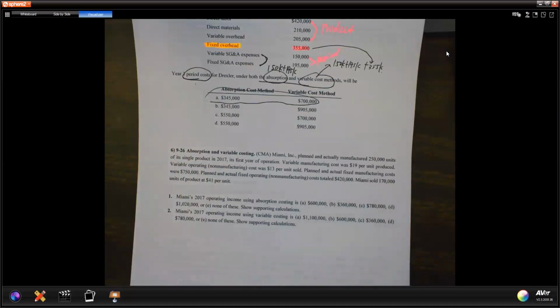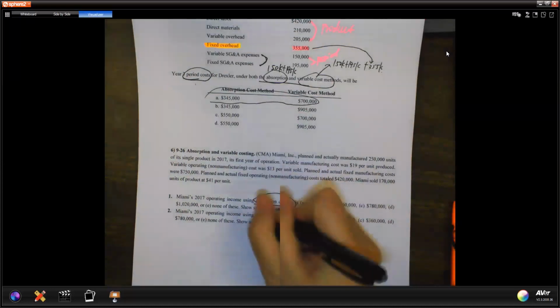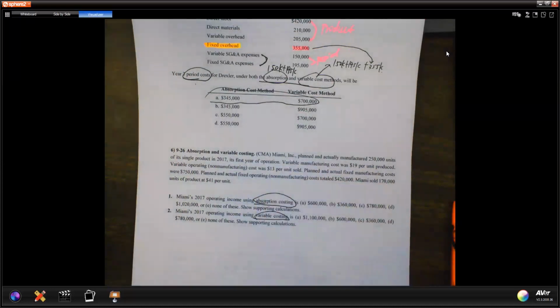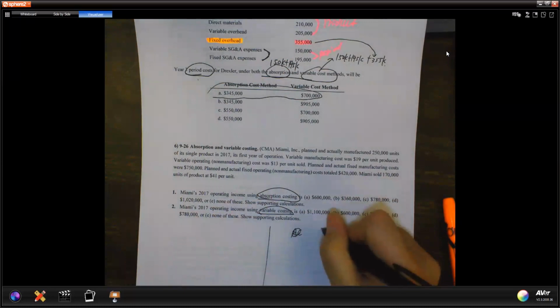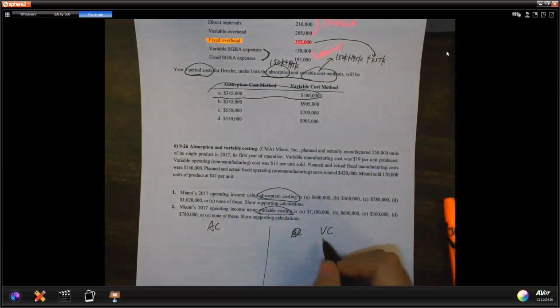Okay, so let's say the first one is asking what your operating income is using absorption costing, and then asking using your variable costing. Either one is fine. So when you do your exam, be really careful which one it asks. Don't mix them up, don't put the wrong number. And then for absorption costing.